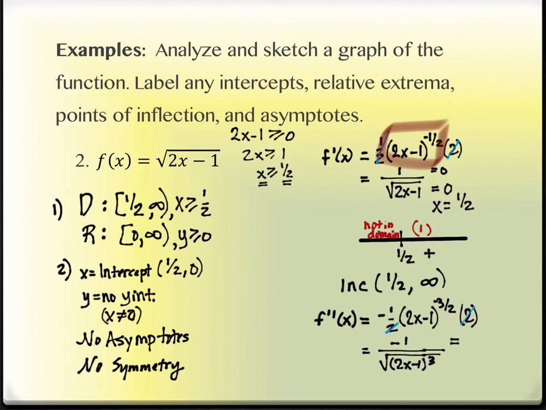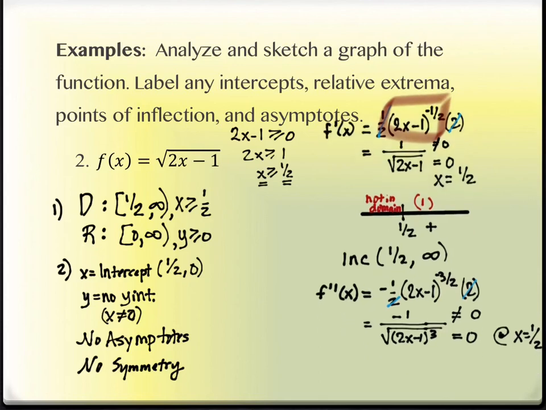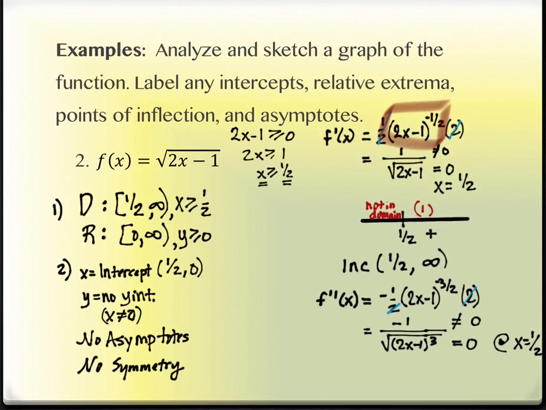So again, the top cannot equal 0. It's not possible. But the denominator could, and where would the denominator once again equal 0? Yeah, at x equal 1/2, right? The sign chart's the same sign chart that we did before. And so we're going to set up our sign chart with just a 1/2 in it. I can't test any points over here because they're not in the domain. I might as well test the number 1 because I can.